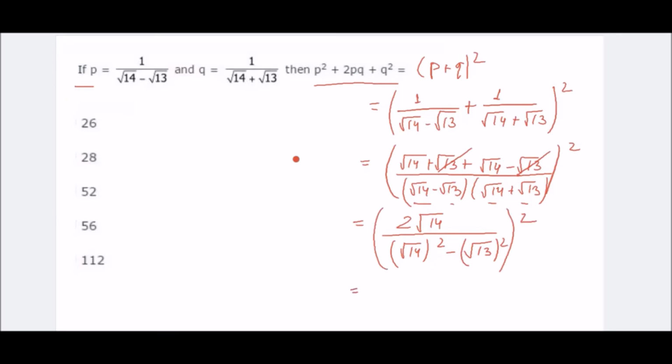Now our numerator becomes 4 into 14, since the root sign will be gone, divided by 14 minus 13, that is 1. So the answer will be 4 into 14, that is 56, and our option will be the fourth.